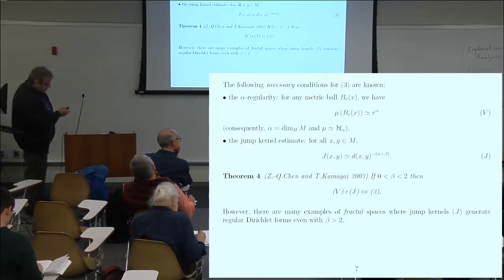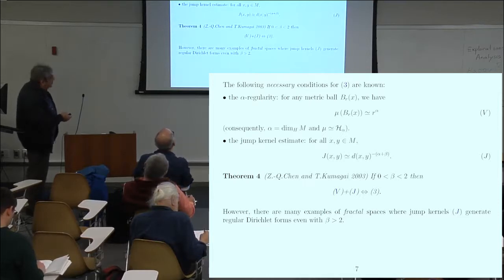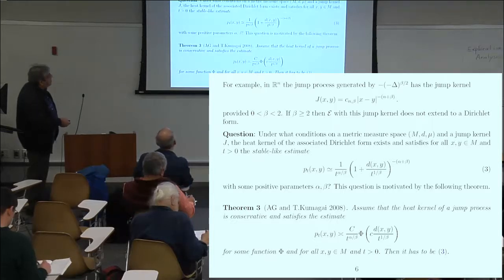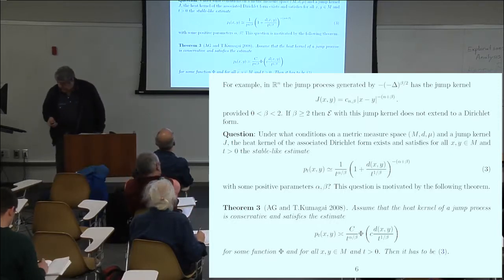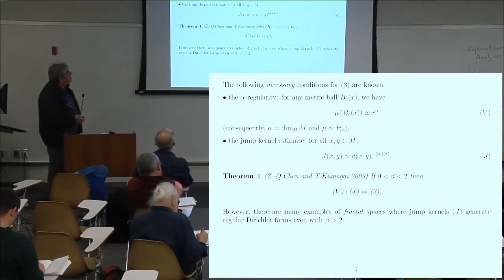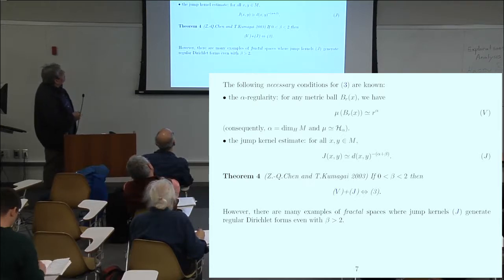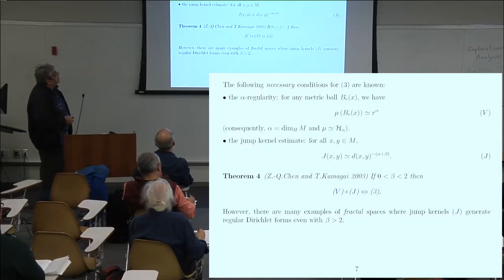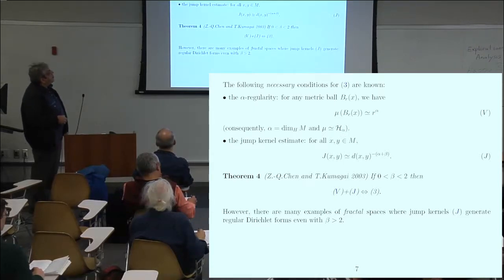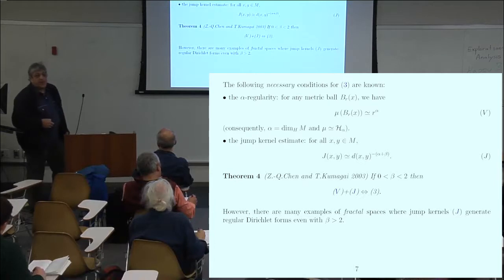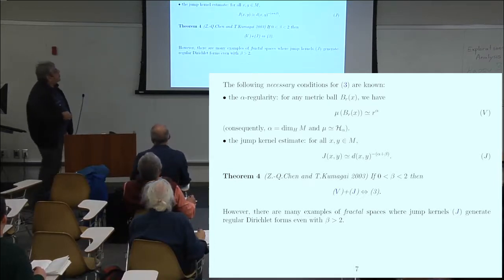Okay. So it turns out, first of all, there are necessary conditions for this stable-like estimate. First of all, there are simple necessary conditions. This estimate implies the so-called alpha-regularity of the metric measure space. That is, the measure of every ball of radius r has to be of the order r to the alpha, which implies immediately that alpha is the Hausdorff dimension, and that the measure mu is comparable to the Hausdorff measure of dimension alpha. Right. So basically, alpha necessarily becomes the Hausdorff dimension.